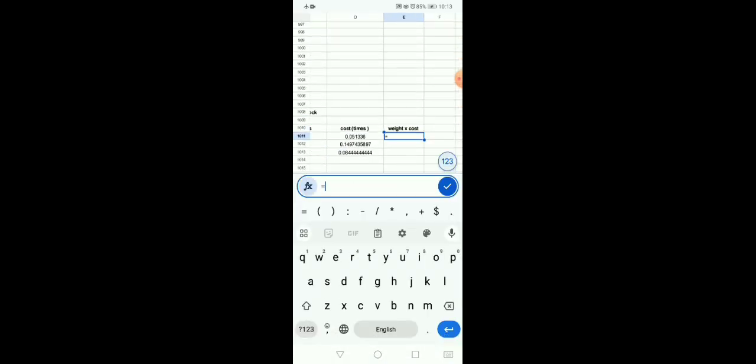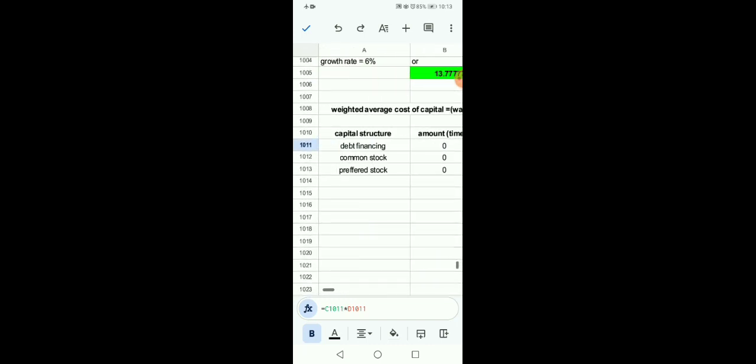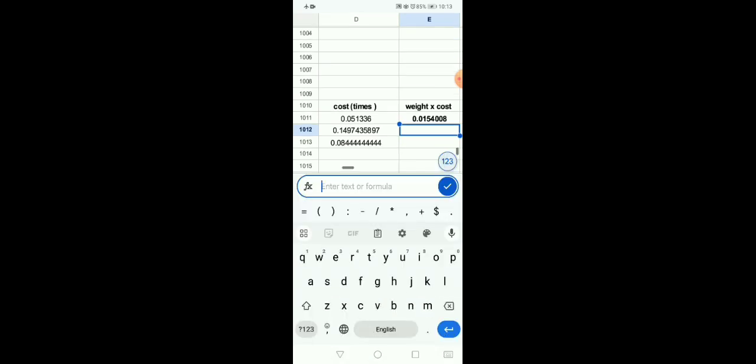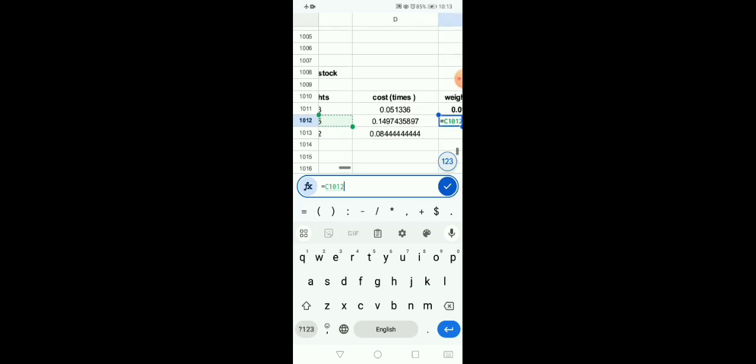So what we were requiring, weights and cost, both have been completed. We are free to calculate our values for debt. Weight of debt is to be multiplied with cost. Weight of debt is 0.3. Multiply its cost, which is 0.05. Here we have the first value of cost of debt. Average has been calculated for debt. Now you will calculate the value for common stock. Its weight is 0.5. You will multiply it with cost, which is 0.14. So here is the value for common stock.